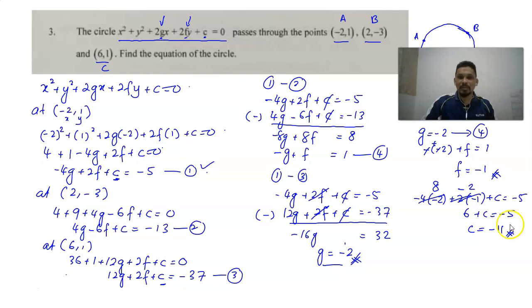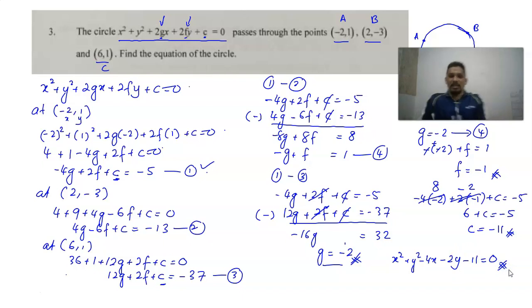Okay, so we substitute the value of g, f, and c into this equation, then it gives you x squared plus y squared. Okay, g is negative 2, so 2 times negative 2 times x, minus 4x, and f equal to negative 1 times 2, minus 2y. And c is minus 11 equal to 0. So this is the first solution for question number 3.